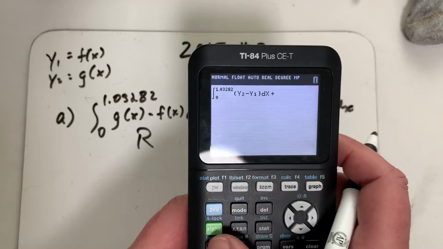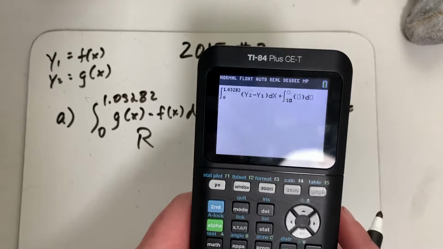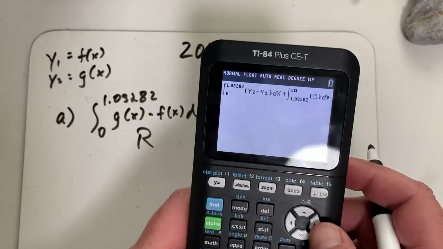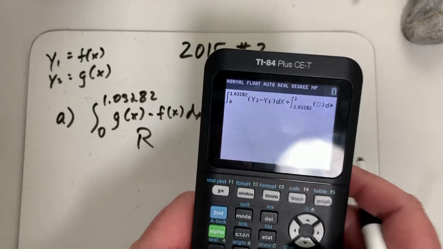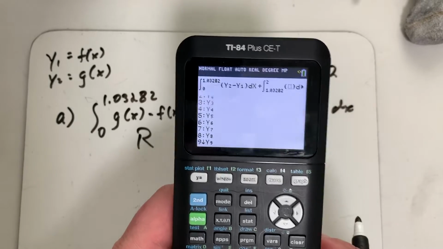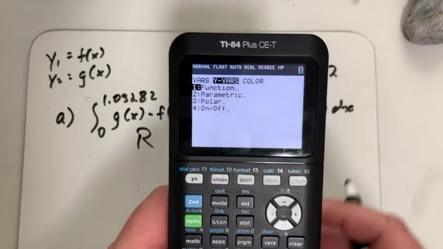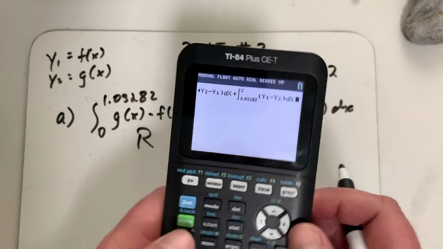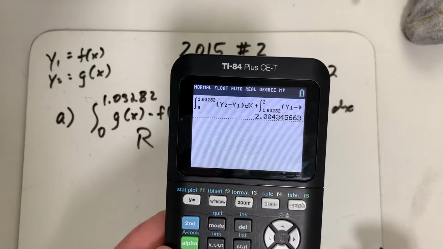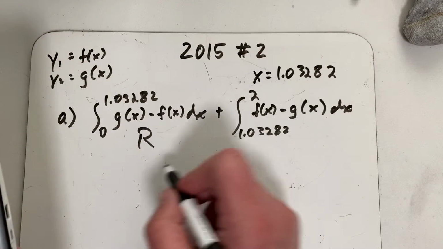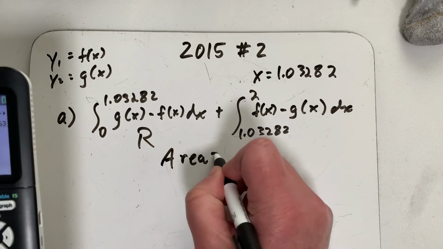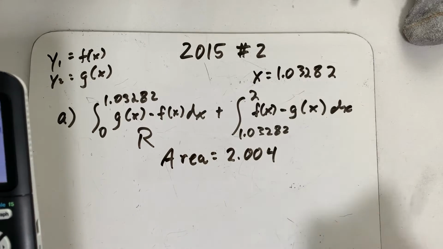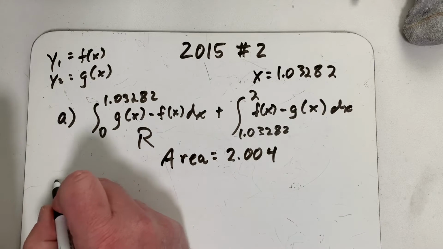same thing, go to math and 9, and we're going from 1.03282 up to 2, and it's going to be backwards this time, so I'm going to have y1 minus y2, dx, and there you go. So our area in this case is going to be 2.004. Done.